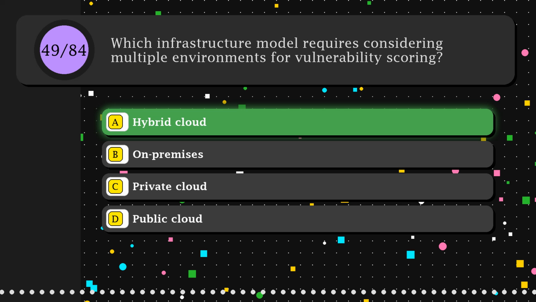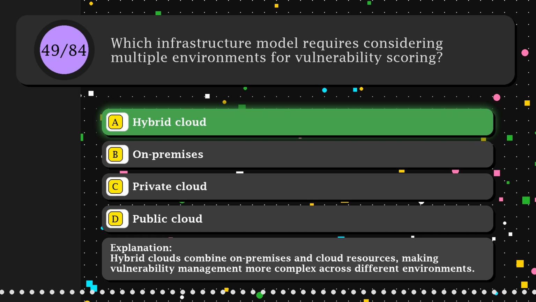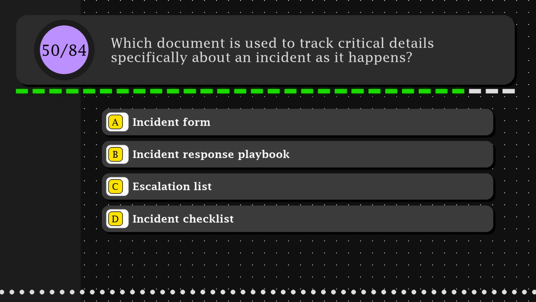The correct answer is option A, hybrid cloud. Hybrid clouds combine on-premises and cloud resources, making vulnerability management more complex across different environments. Question 50. Which document is used to track critical details specifically about an incident as it happens?